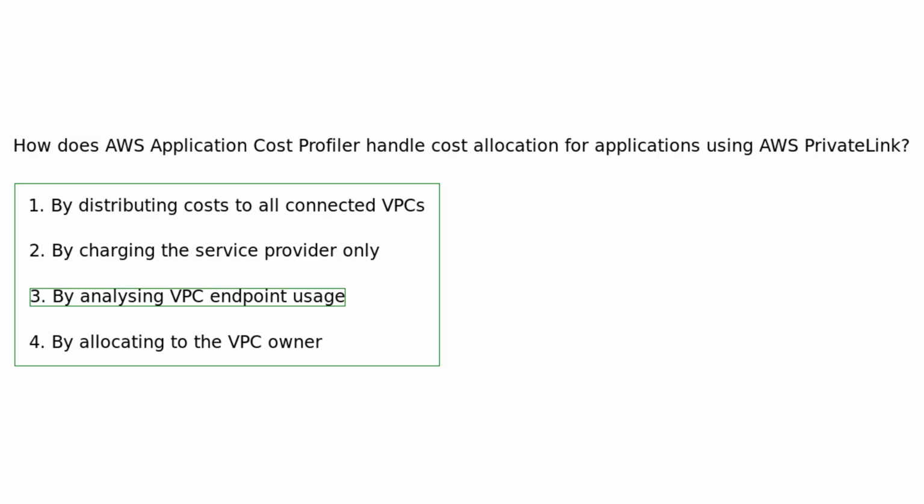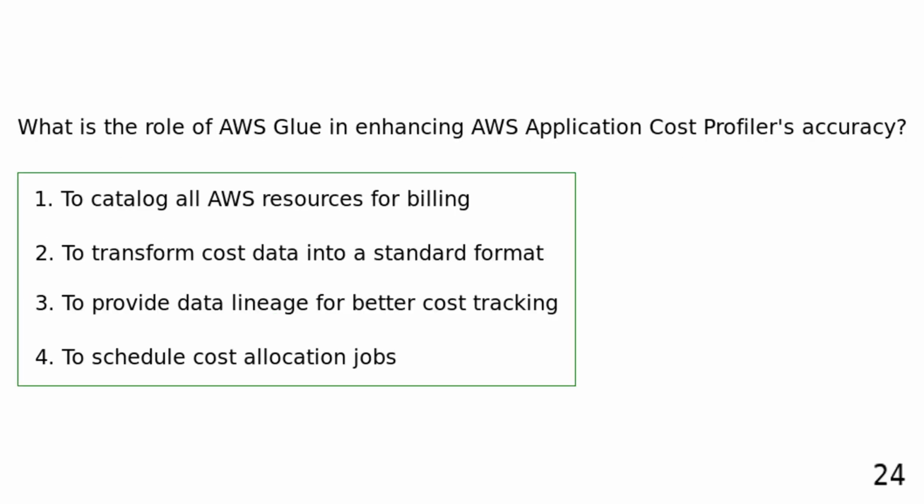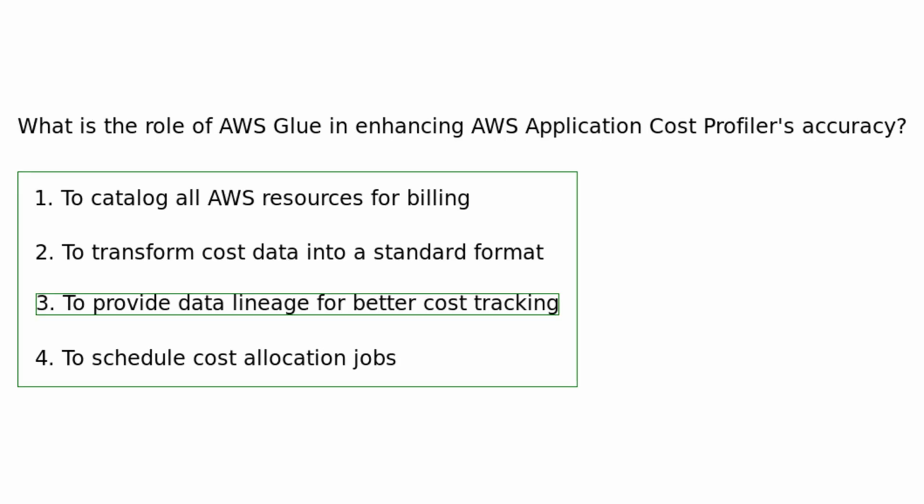What is the role of AWS Glue in enhancing AWS Application Cost Profiler's accuracy? To catalog all AWS resources for billing. To transform cost data into a standard format. To provide data lineage for better cost tracking. To schedule cost allocation jobs. AWS Glue's data lineage capabilities help AWS Application Cost Profiler track data flows more accurately, improving cost allocation in complex data processing pipelines.